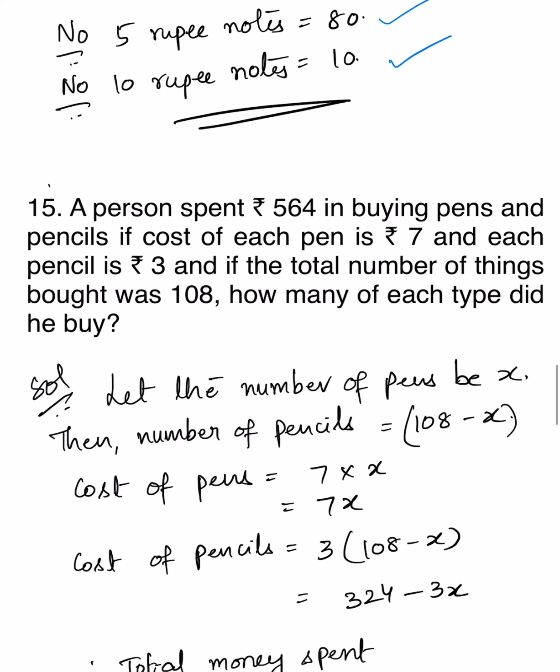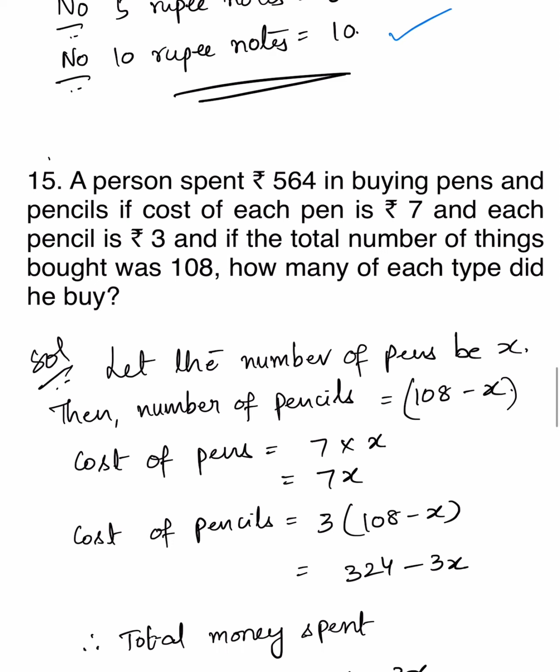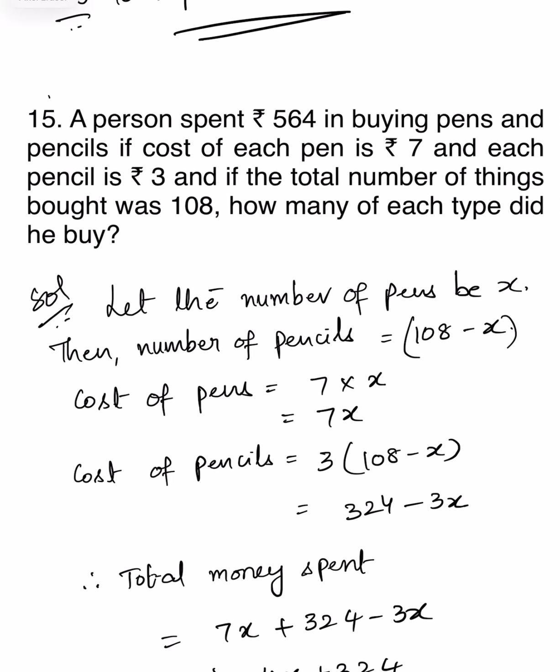A person spent 564 in buying pens and pencils. If the cost of each pen is 7 and each pencil is 3, and the total number of things bought is 108, how many of each type did he buy? Let the number of pens be x. So the number of pencils will be 108 minus x, because the total number of things bought equal to 108.